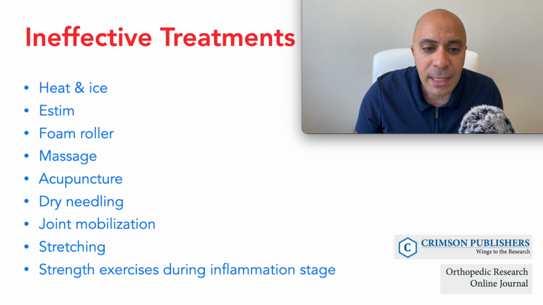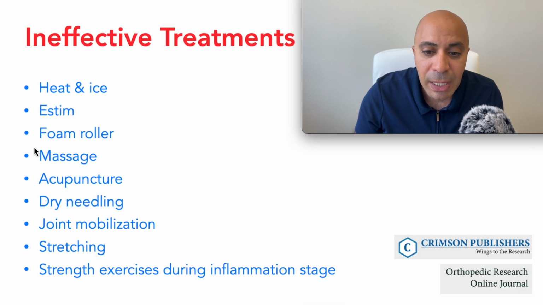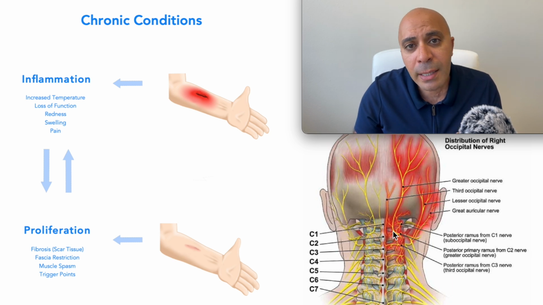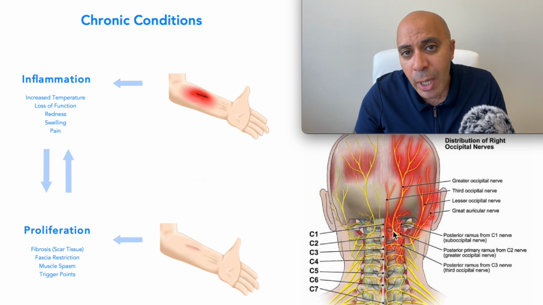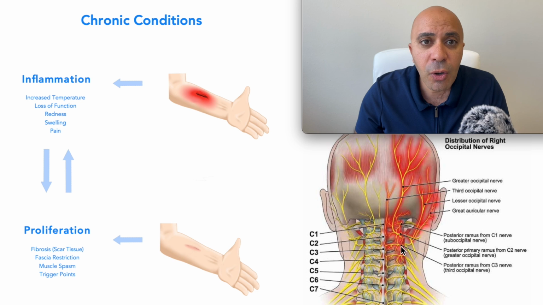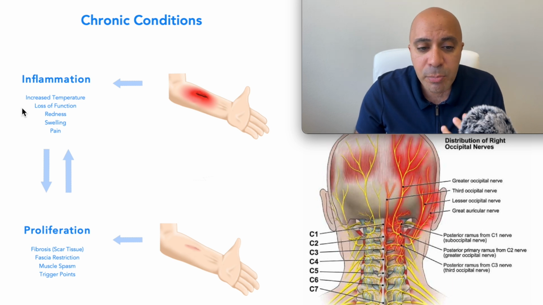When we look at the healing cycle here, ice and heat is temporarily going to decrease inflammation, but it's not going to do anything for the fibrotic tissue, fascial restriction, or muscle spasm. The same thing with foam roller, acupuncture, and dry needling: they're not going to break any adhesion that has occurred here that is compressing on the nerve. It does not matter what kind of adhesion. Is it fibrotic or is it a herniated disc that could cause compression on the occipital nerve? Those are related to inflammation and fibrotic tissue that cause the compression.